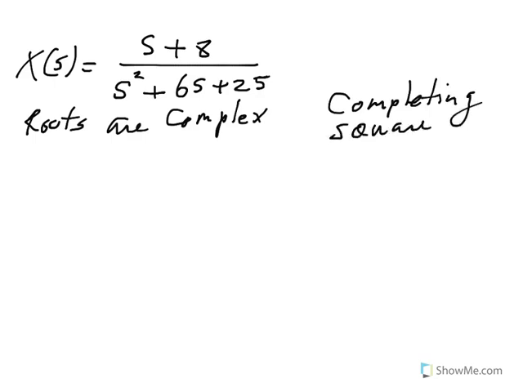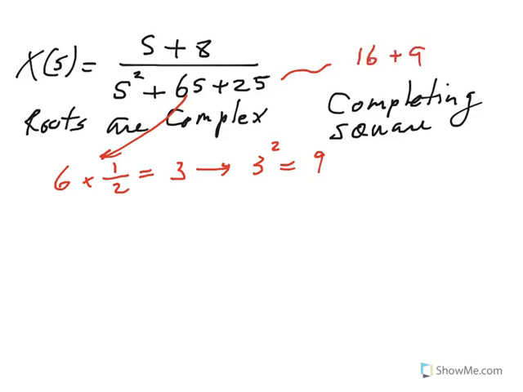Completing the square means that if you take this value, the 6 here, and divide it by 2 or multiply it by 1/2, you get 3. Then take this 3 and square it, and it becomes 9. Now think of 25 as 9 plus 16.